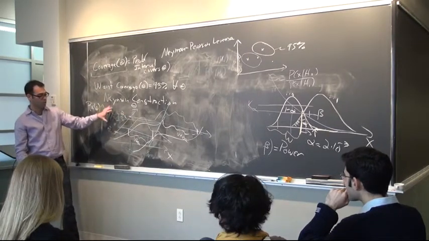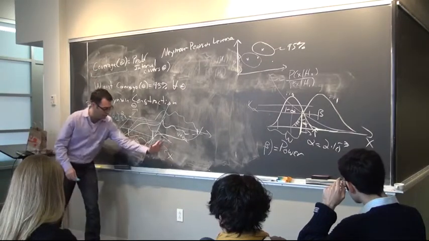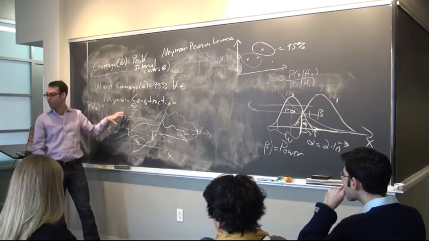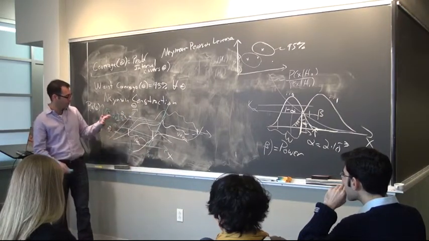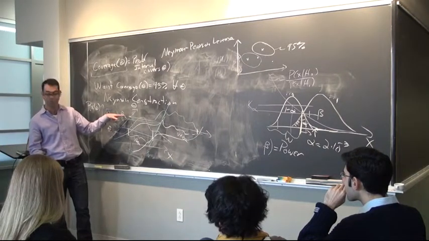So the question is, will this work? Will this do what I want it to do? If I get new data, I just imagine that every time I get new data, I'll get a new interval. Now I pick some point and imagine it's the true point. So let's say theta 2 is the true point.